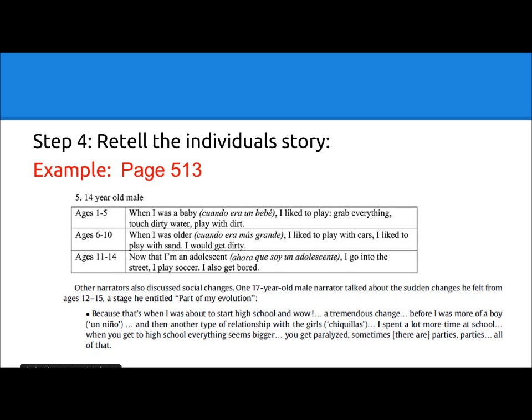Step number four is to retell the story. And in this case, we can see that it was done chronologically, and we can see the scripts on page 513 of the conversations, which were also reported to keep the voice of the individuals unchanged, or to make it as real as possible for whomever is going to be reading this article.